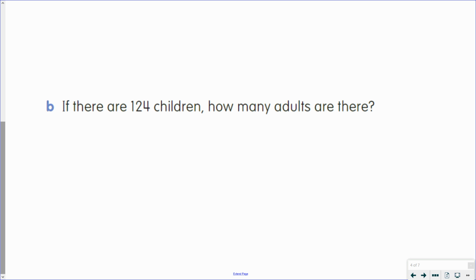And then for part B, if there are 124 children, how many adults are there? So we're going to take out the N, put in 124. 124 minus 25 is 99.